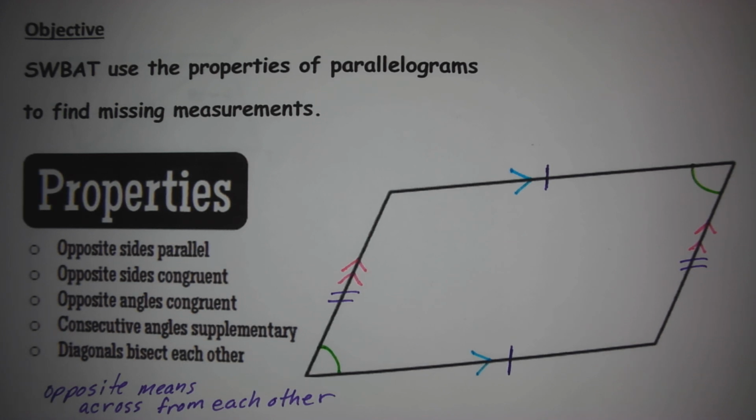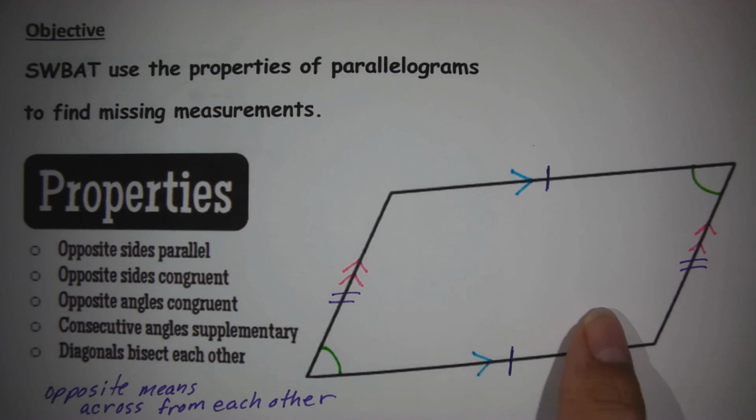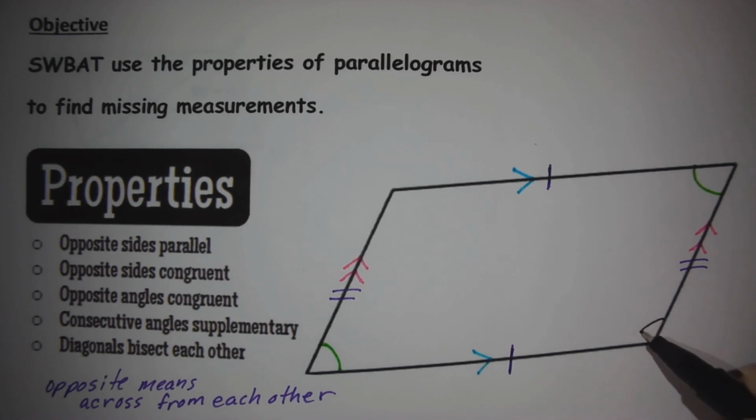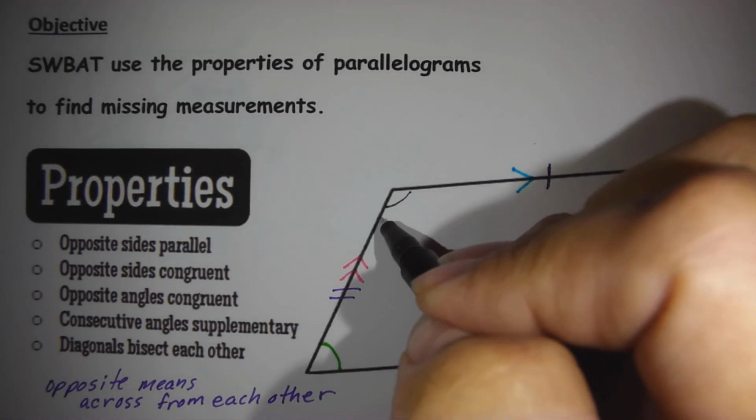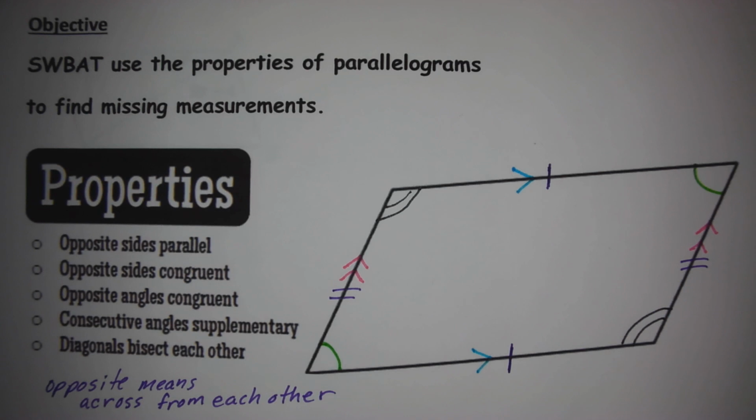Next, we have our other opposite angles, and those two are congruent to each other. So this one is congruent to this one. And again, the number of arcs represents whether or not they're congruent to each other. So the two arcs are congruent to each other, and the one arc is congruent to the other one arc.